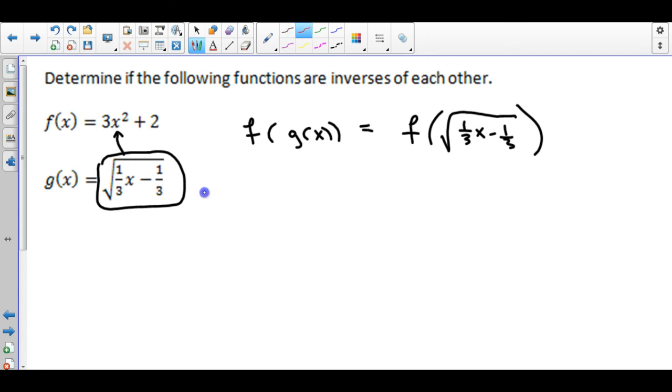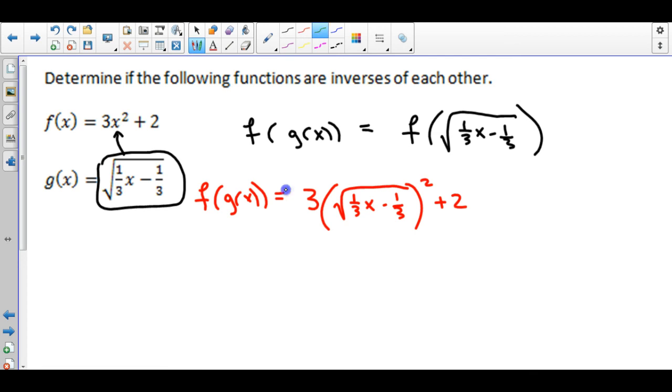And again, what we're really looking for, if they are inverses of each other, is that at the very end of this function, you would be left with just the letter x. So I'm going to have 3 times the square root of 1/3 x minus 1/3, and that's squared, plus 2. So the square and the square root are going to cancel each other out, and you're going to be left with 3 times 1/3 x minus 1/3, and then the plus 2.